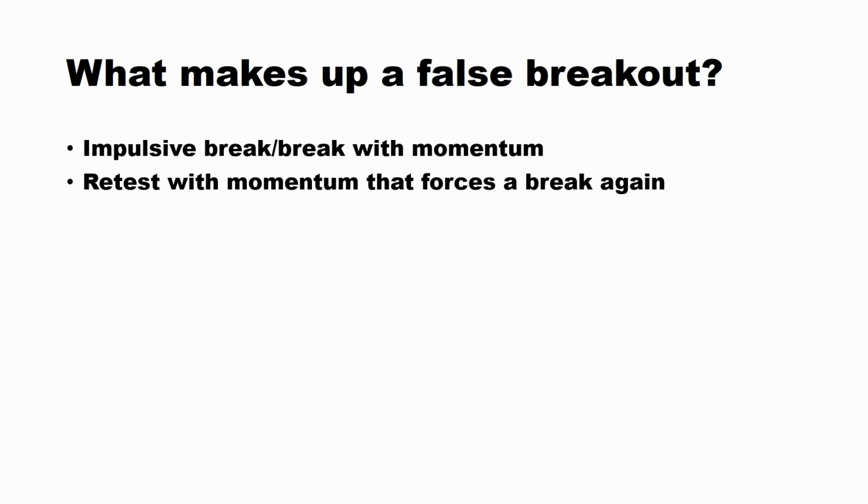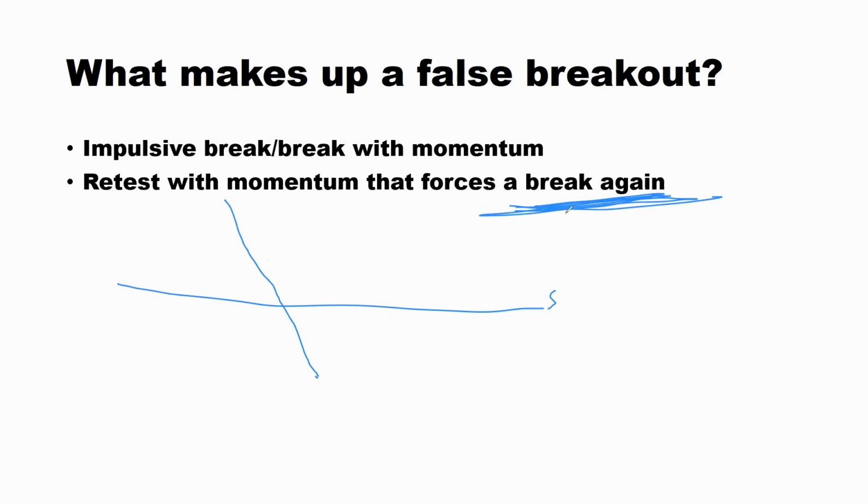Now, if the break is impulsive or with momentum, that is a tick. Let's say this is your support, the market comes and breaks with momentum, that is a tick. But the issue comes in when the retest also has strong momentum and forces a break again. Mark this statement here.